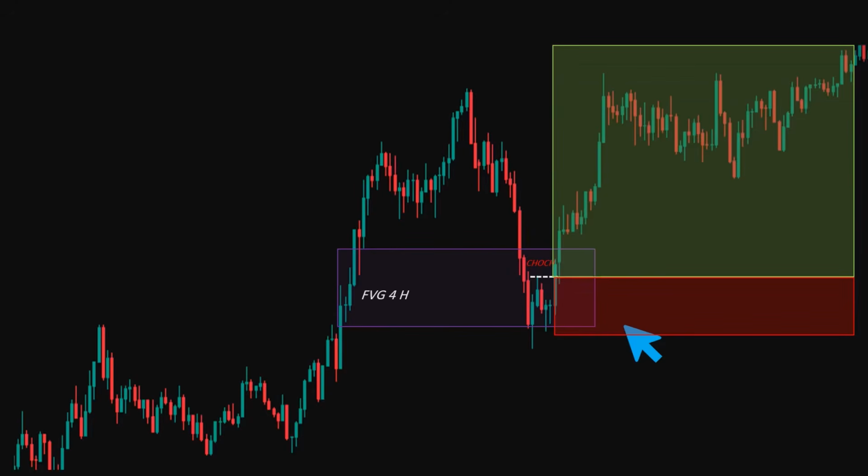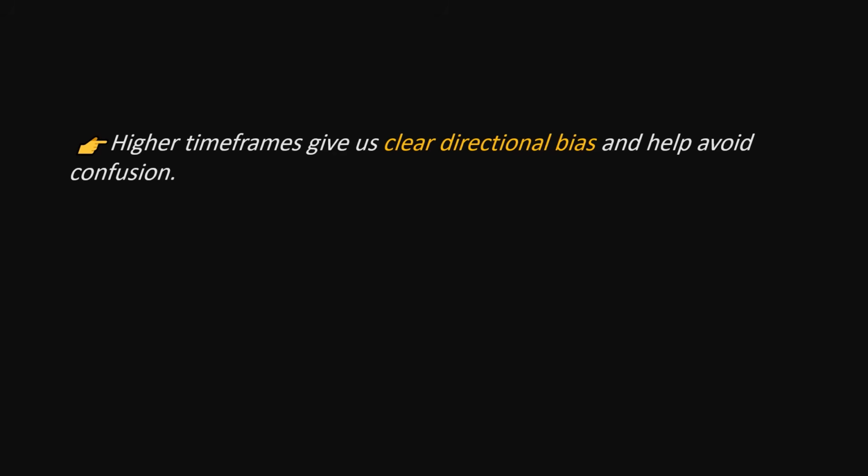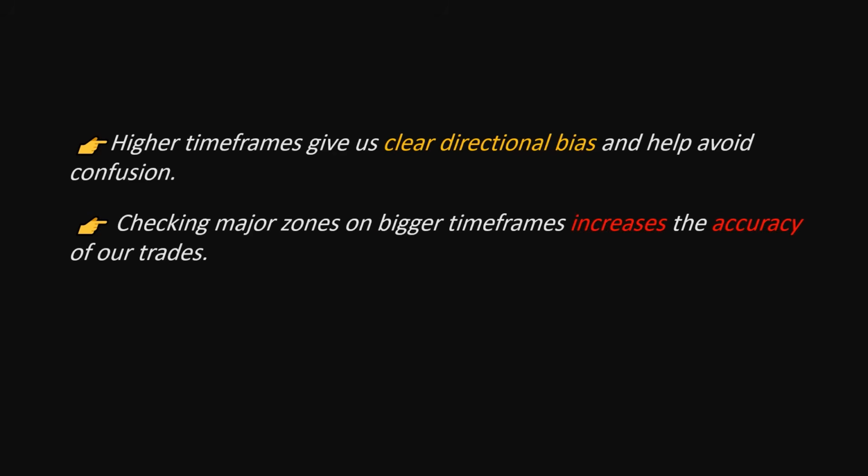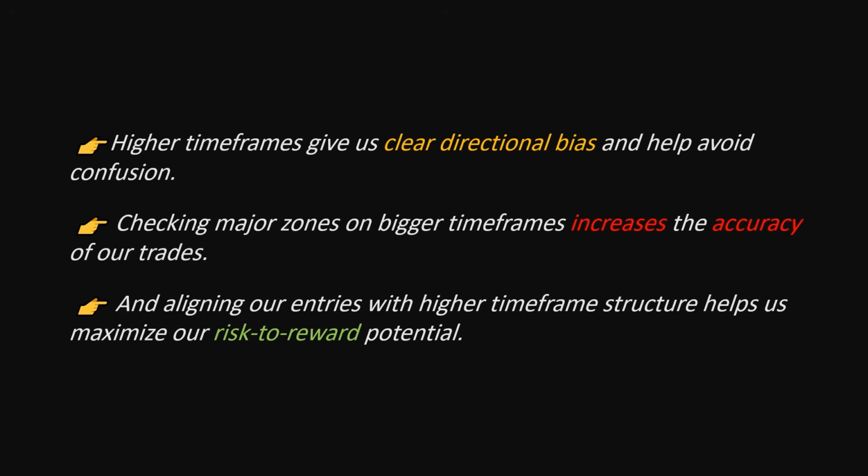When you combine multiple timeframes correctly, you don't just improve your entry quality, you also dramatically boost your risk-to-reward ratios, which is the true secret to long-term trading success. Alright traders, let's quickly recap. Higher timeframes give us clear directional bias and help avoid confusion. Checking major zones on bigger timeframes increases the accuracy of our trades. And aligning our entries with higher timeframe structure helps us maximize our risk-to-reward potential.